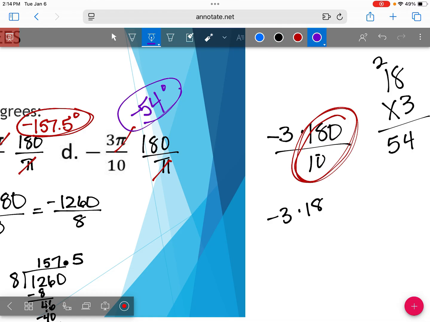So far, what have we done? We've learned how to plot angles, right? If it's in degrees or in radians, how to figure out what quadrant it's in. And then we've also learned how to change an angle from radians to degrees and from degrees to radians.